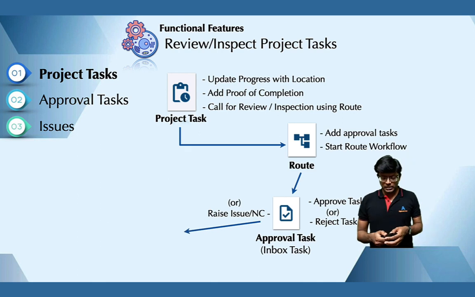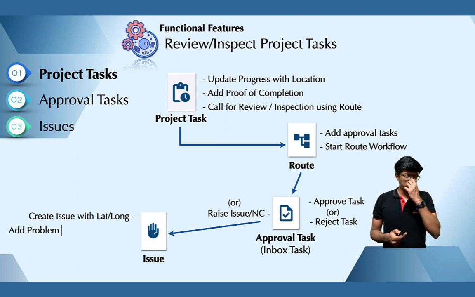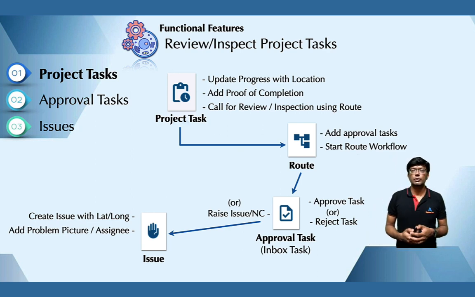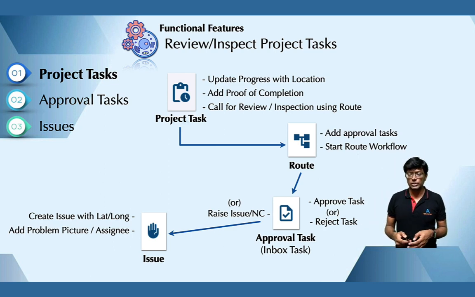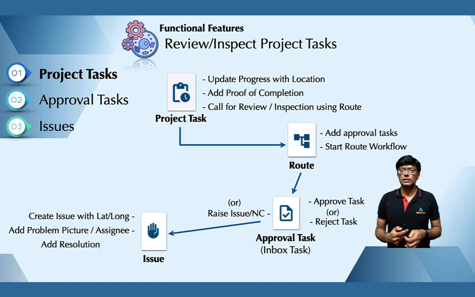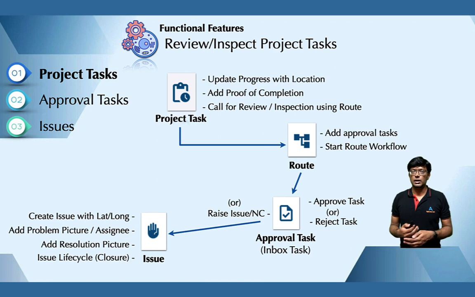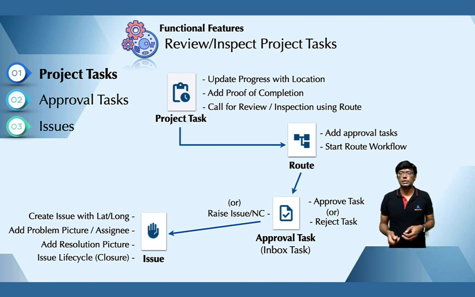So once you create the NC, what happens? The issue, that is an out-of-the-box issue module. So when you create the issue, you can attach the lat long, your location, and you can add the problem pictures. What is the actual problem during your inspection of that project task? And then you can add assignees to the issue who can work on the issue. And the assignee can start working by promoting the issue, and you can add resolution pictures. And then you can start the lifecycle, basically promote it to do, and then send it for review, and it can be closed. So that is the issue closure lifecycle, or NC closure lifecycle.